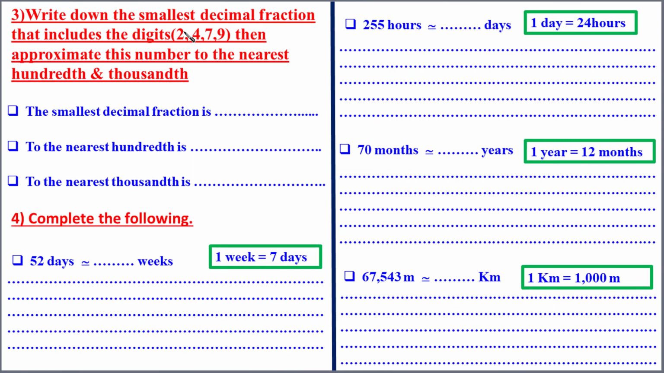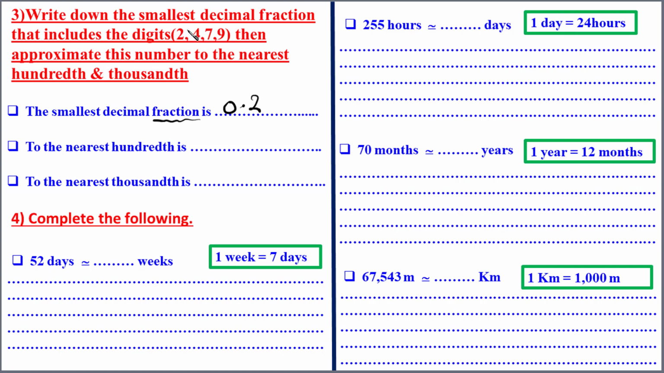Next, write down the smallest decimal fraction that includes the digits 2, 4, 7, 9. Then approximate this number to the nearest hundredth and thousandth. The first step, just write the smallest decimal fraction. He said decimal fraction, not decimal number. So the integral part will be 0 point. Start with the smallest digit here. The smallest digit is 2.